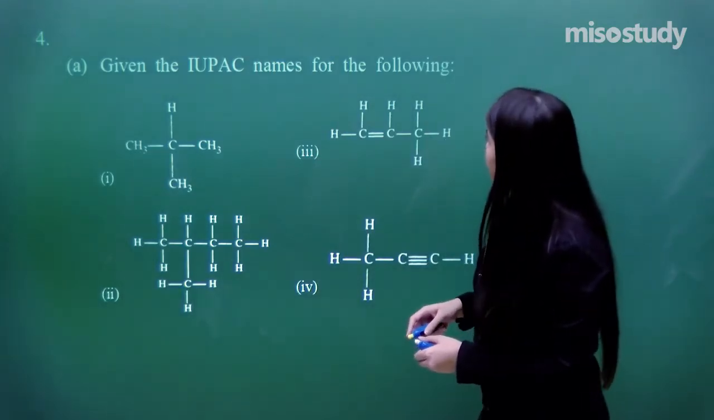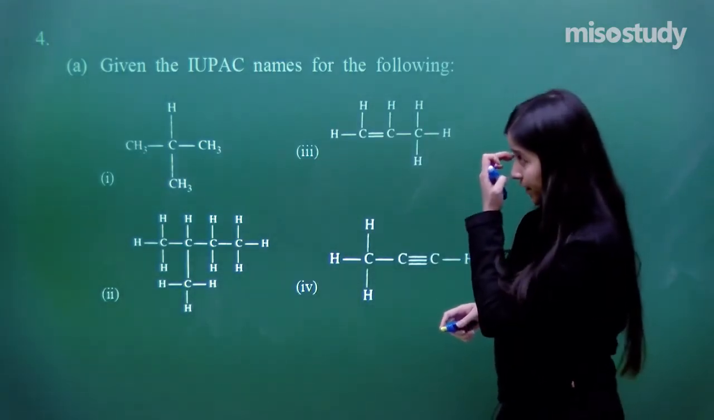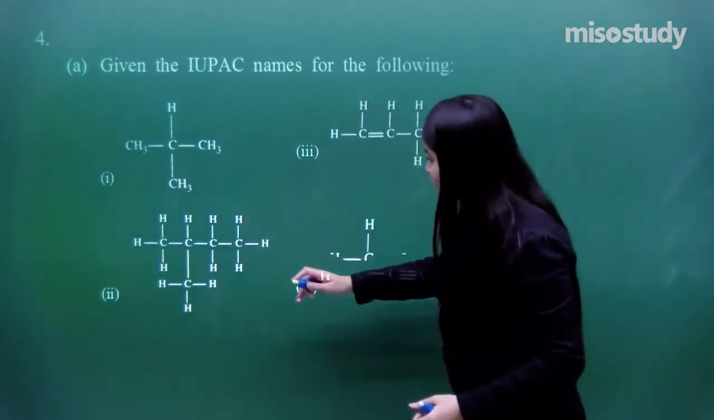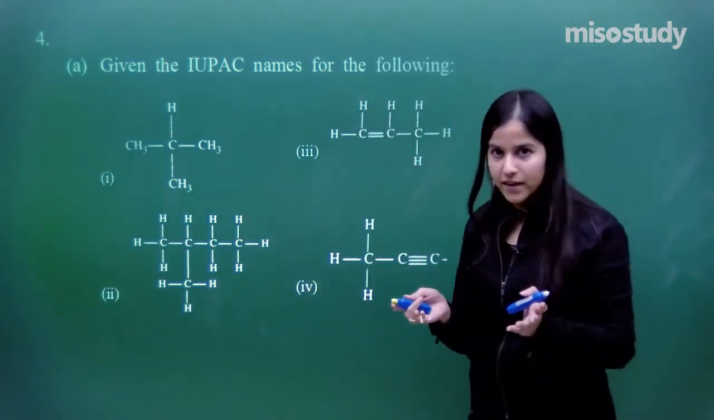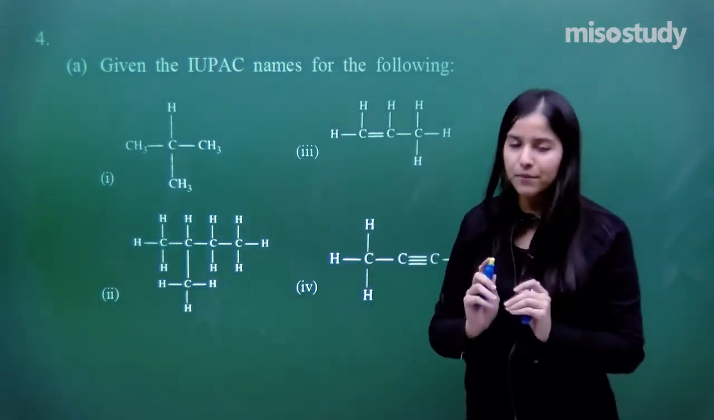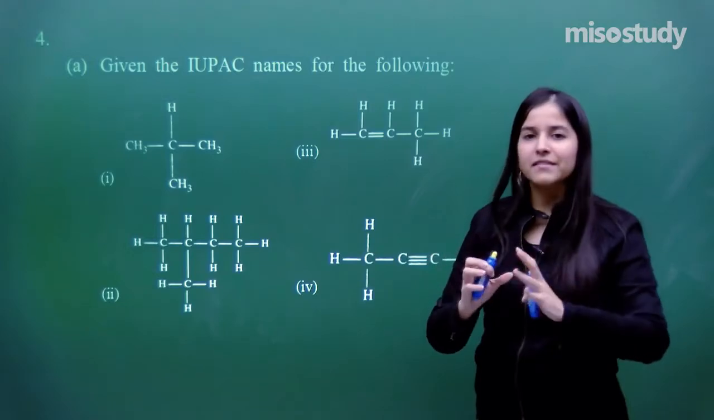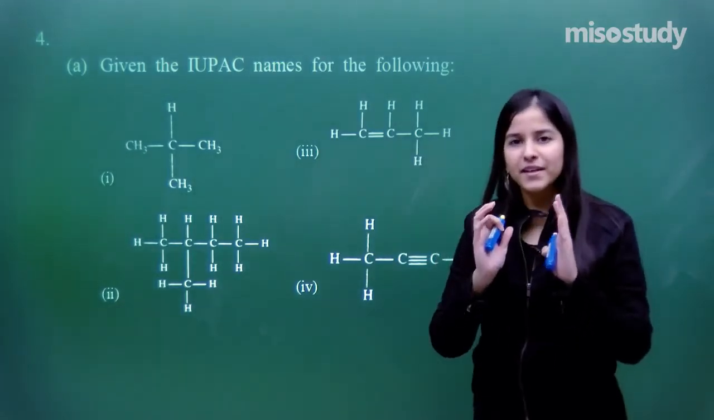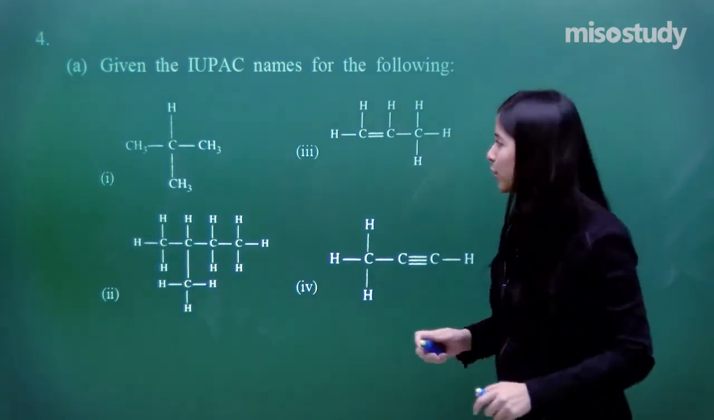Give the IUPAC names for the following. Okay, so see here in the very first question, I just need to find out the names for these, okay? And these are the expanded structures, as I told you. If you want to name a substance, just try to condense it down a little bit, okay? Not that super condensed formula, but a little condensed formula would do, okay?